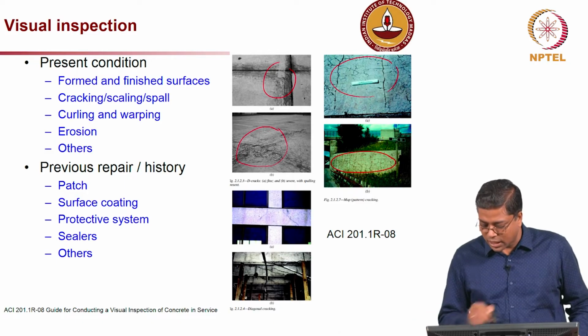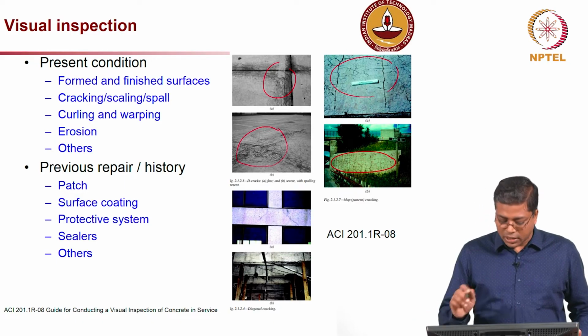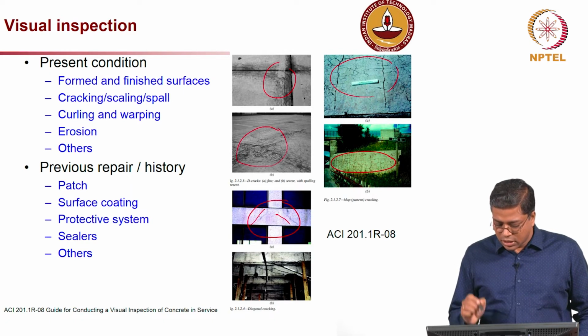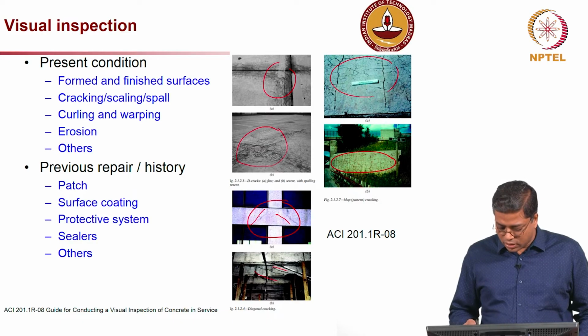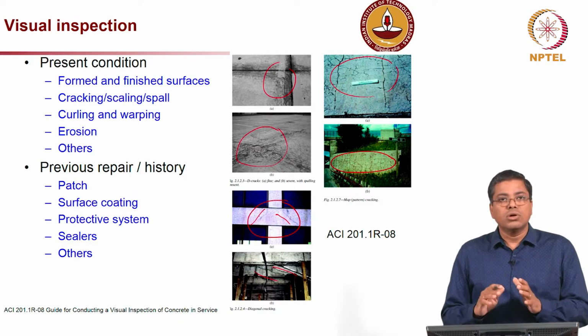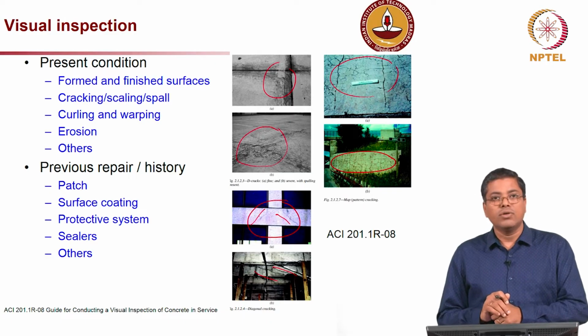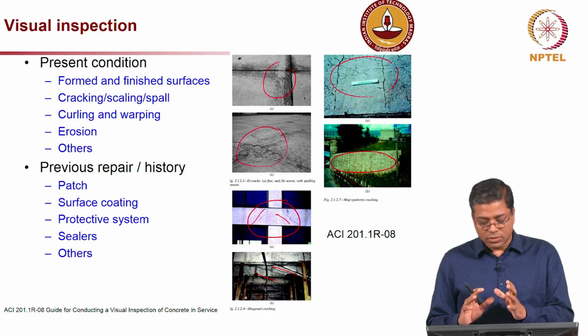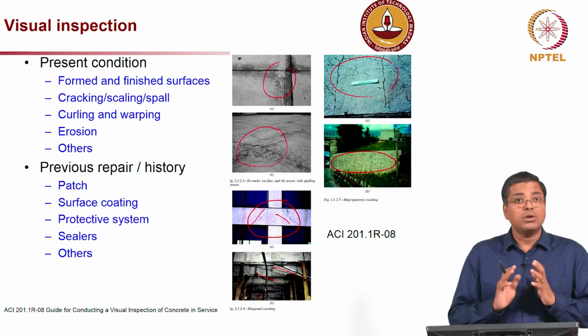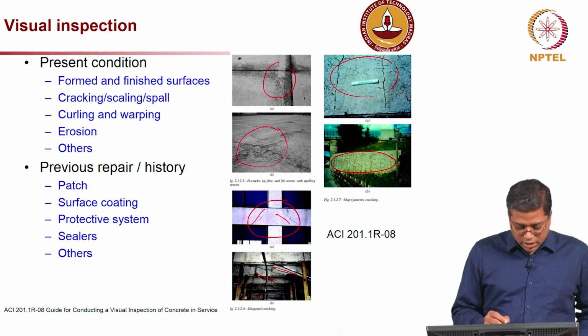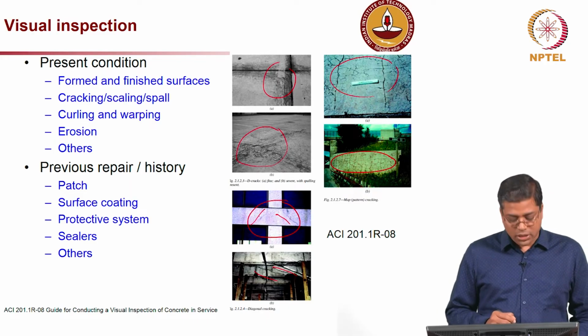Here you can see an ASR type cracking, map cracking pattern, and here you can see a shear failure and diagonal cracks. So, even here you can see a diagonal crack. So, this document is a very good source for getting an idea of what to look for when we go for visual inspection on various types of structures.